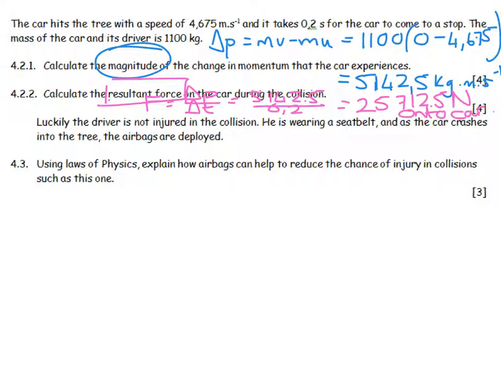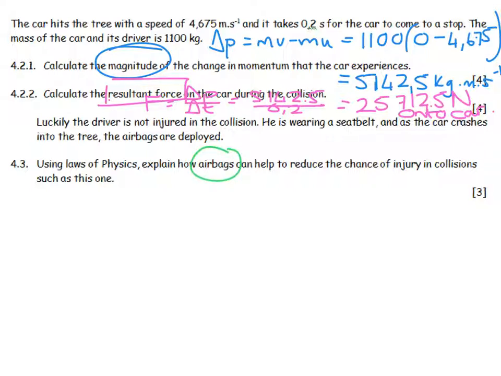They don't say whether we're going left or right, so that's the best that you can give for a direction. Luckily, the driver is not injured in the collision. He's wearing his seatbelt and the car crashes into a tree. The airbags are deployed. Using the laws of physics, explain how airbags help to reduce the chance of injury in collisions. They didn't ask you to tell me about seatbelts, so don't. Just tell me about airbags.